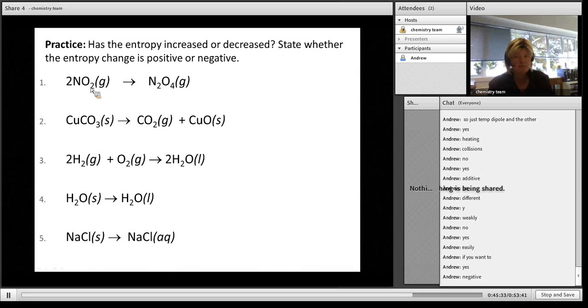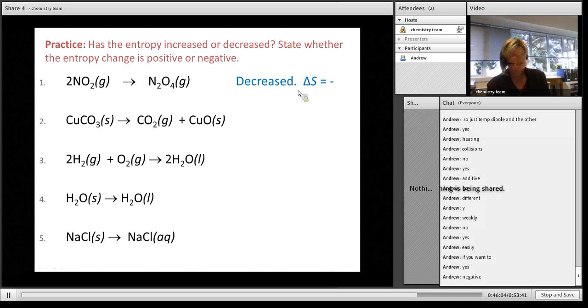So look at the number of particles. Right, it's negative over here because it's decreased. I've gone from 2 particles to 1 particle. So there's fewer particles, so there's more order in the system. It's like having just a few pieces of paper in your room lying on the floor compared to a whole pile of papers lying on your room on the floor. The room is messier with a whole pile of paper. So this one, delta S is negative. It's decreased.